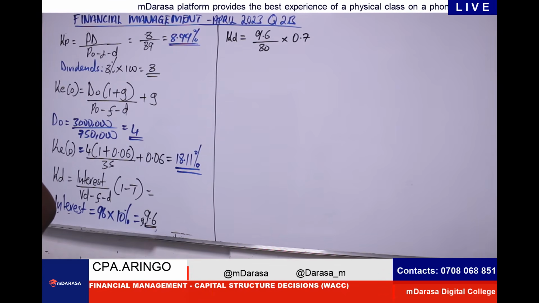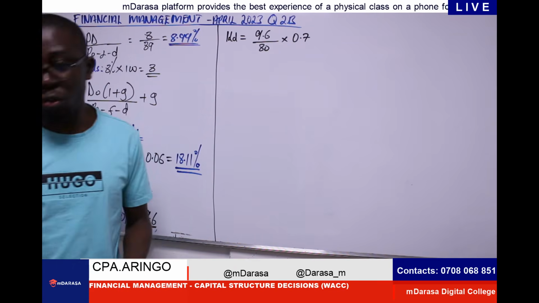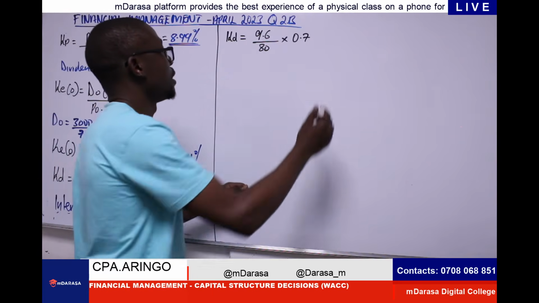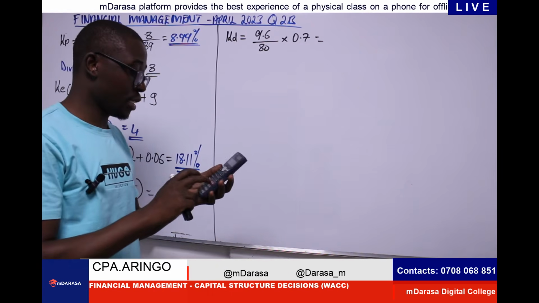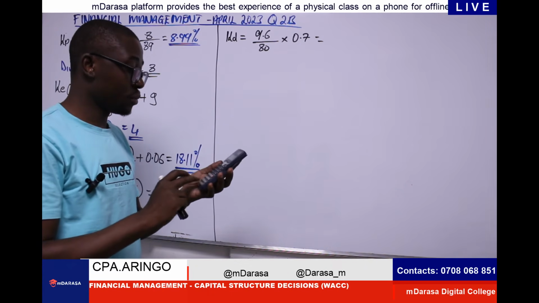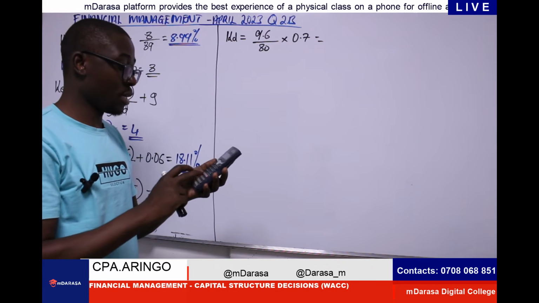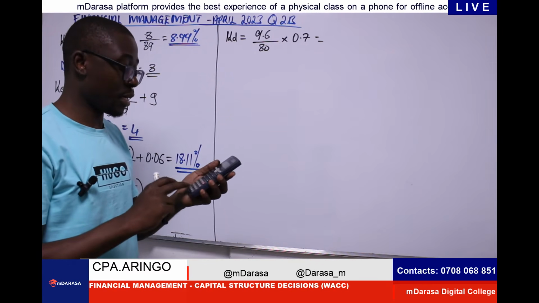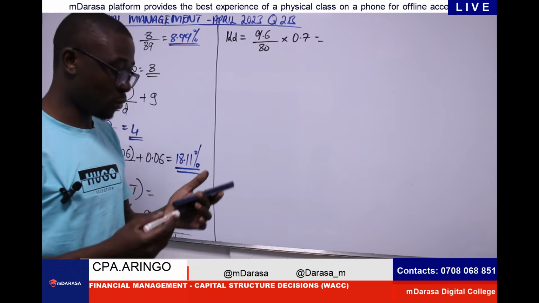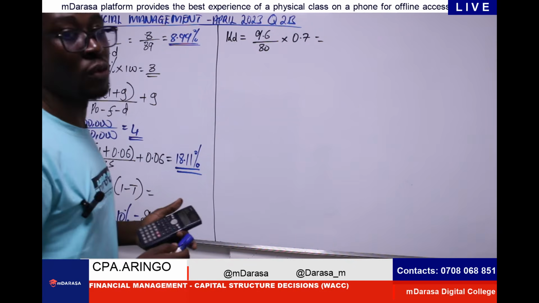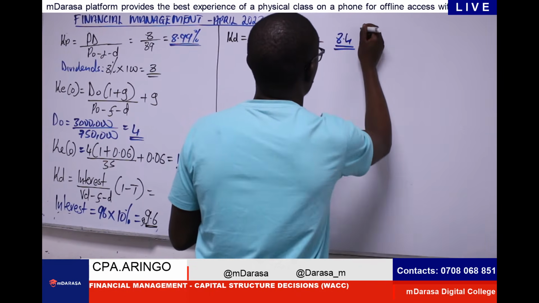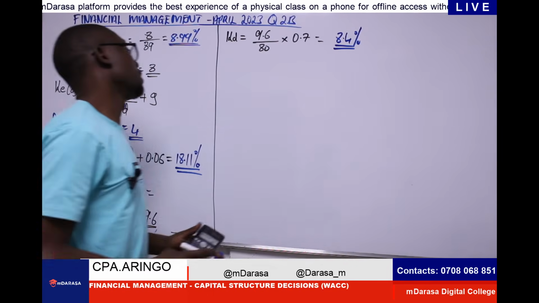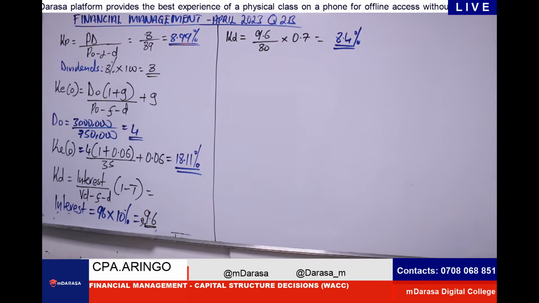So it is our agreement that when we are talking about our cost of debt, this is what we'll be having. We take our calculator. We have 9.6 divided by 80 times 0.7, times 100, and we're getting a value of 8.4%. Mwalimu is getting 8.4. I don't know what you are getting. We're getting 8.4%. So that is our cost of debt.